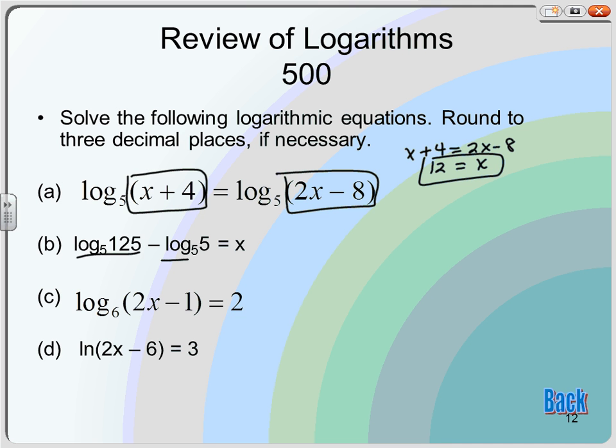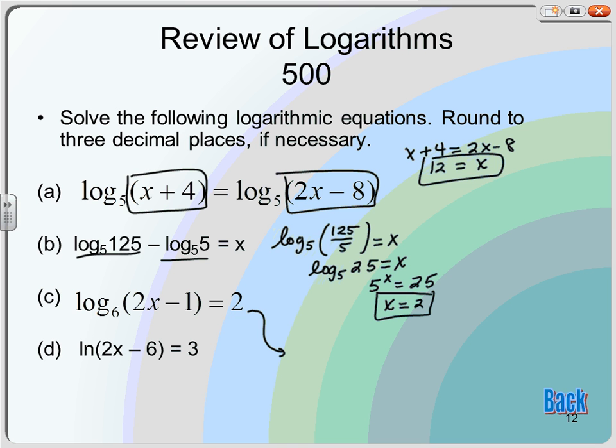This one we have two separate logarithms separated with subtraction. That means I can combine them with division. So it's log base 5 of 25 equals x. So 5 to the x equals 25. So 5 to the second power is what makes 25. So x equals 2.